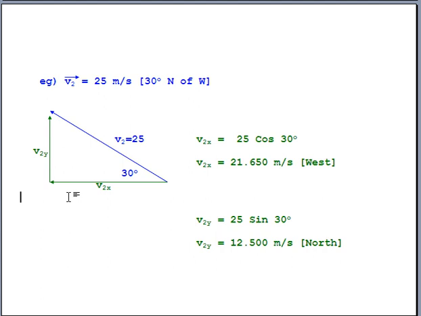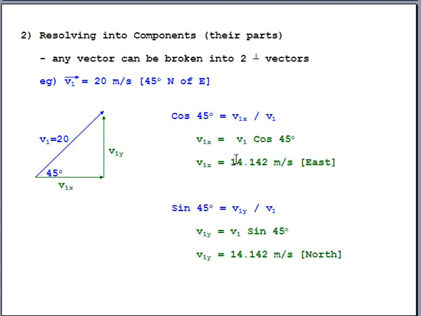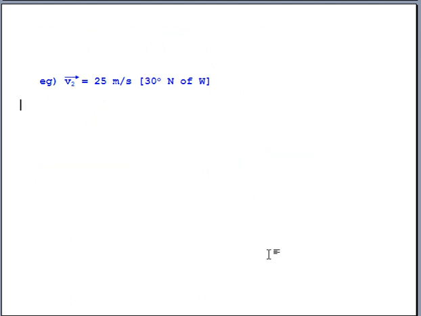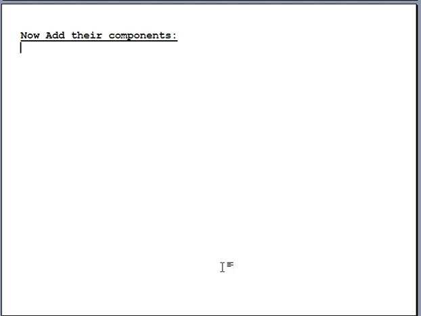Now we have to put those four numbers together. Just looking back here for a second, I've got to put this 14 east, this 14 north, together with 21 west and 12 north. And we're going to do it just component by component. We're going to take our time. So we're going to add the components up. We're just about done.